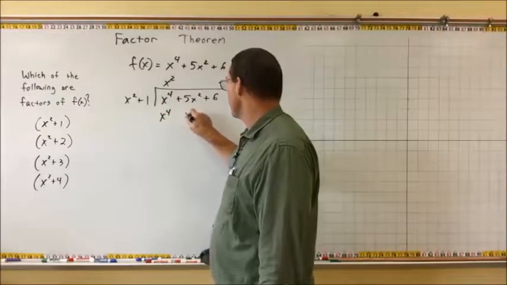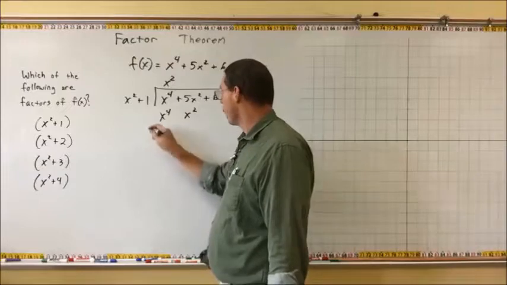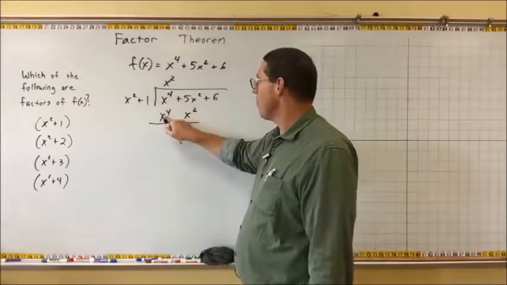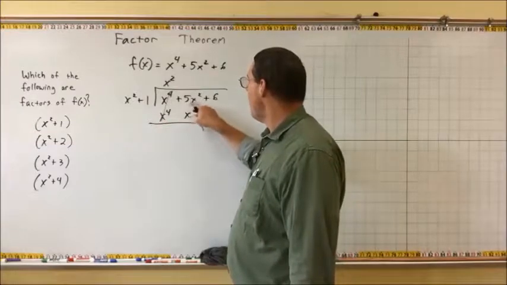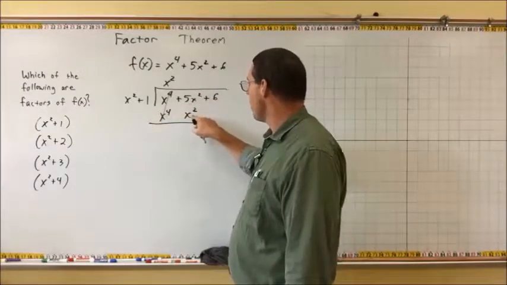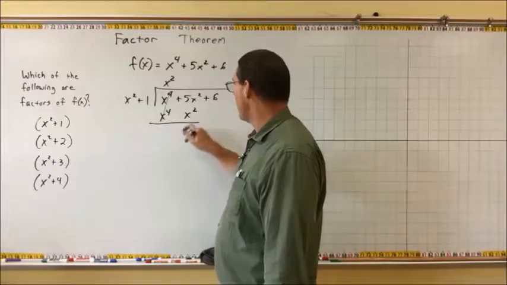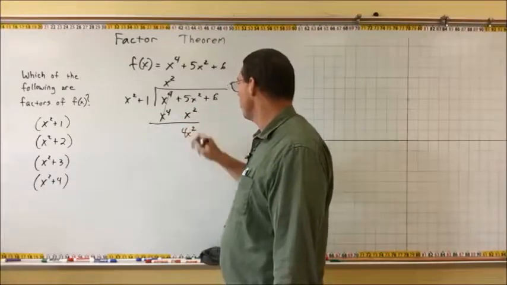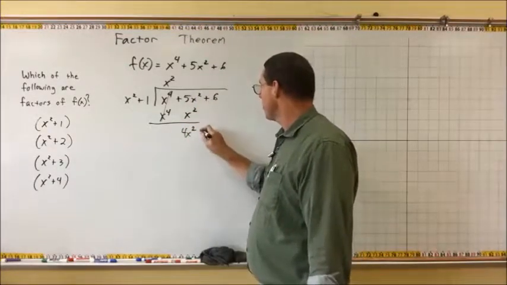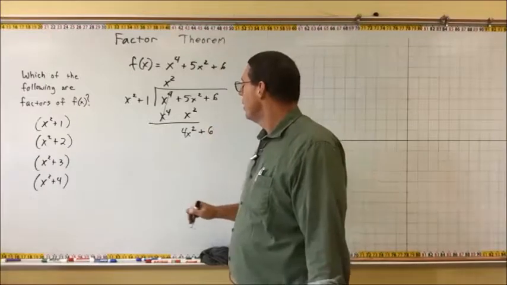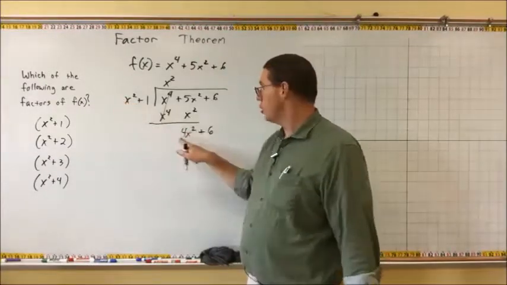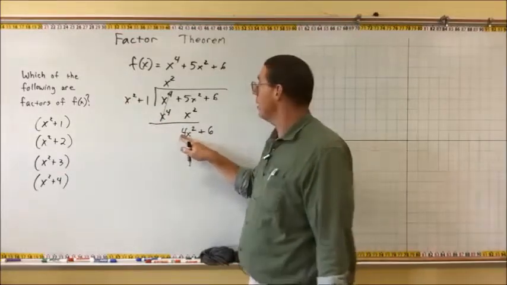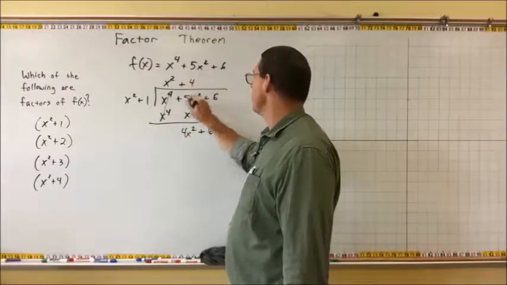So positive x squared, and now we're going to subtract, right? What's x to the fourth minus x to the fourth? Well, they cancel each other out, right? What is 5x squared minus x squared? 5x squared minus x squared is 4x squared. Bring down the plus 6. Now, what's 4x squared divided by x squared? It's just 4, right? Okay, so that's positive 4, so we're going to put a plus 4 up here.